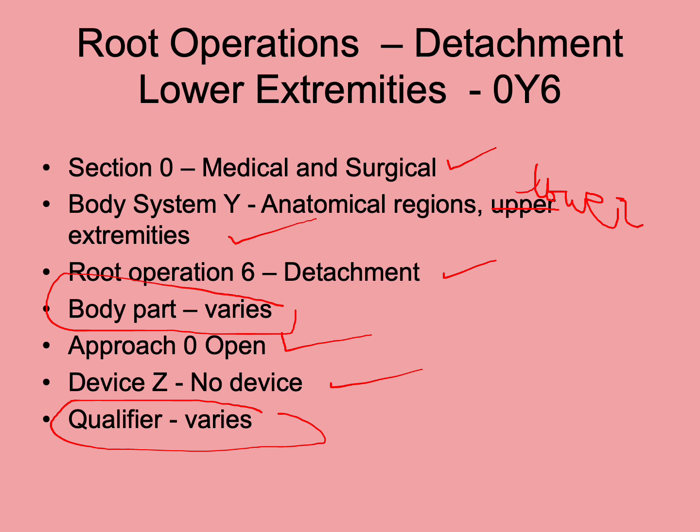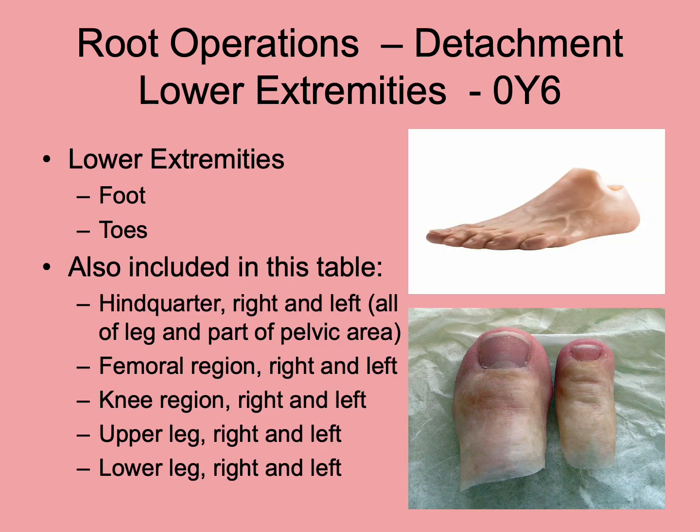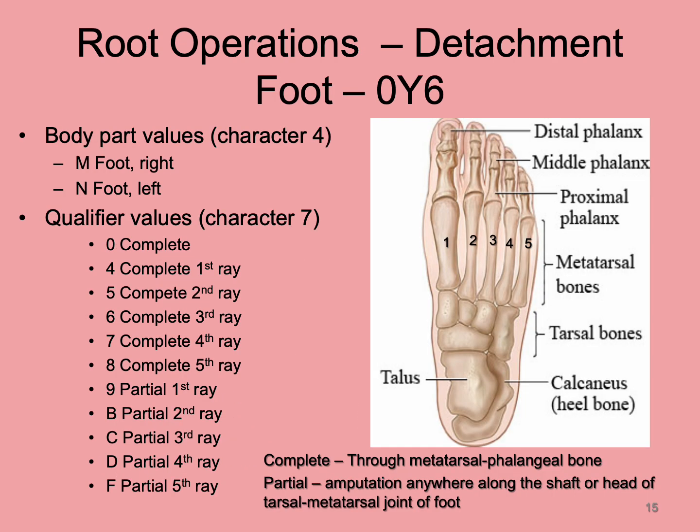So we're talking about lower extremities now. Lower extremities, we're looking at foot and toes. Also in this table are hindquarters, femoral region, knees, upper leg, lower leg. But we're not talking about those. We're only talking about feet and toes at this point. Okay, so body part values, right foot, left foot. Talking about foot first. Right foot, left foot. Pretty basic. That should be obvious.